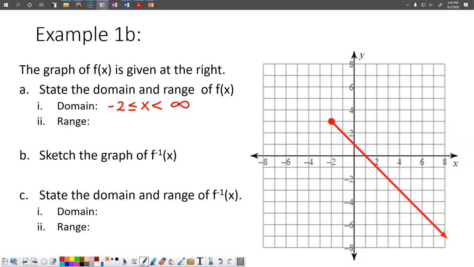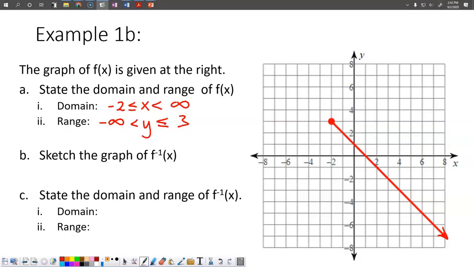As for the range, the lowest point on this graph doesn't exist because it just keeps going down. So there is no lowest point, so we're going to say that the lowest point is -infinity. The highest point, otherwise, though, is this dot up here in the top left, which has got a y value of 3. So there's my domain and range.